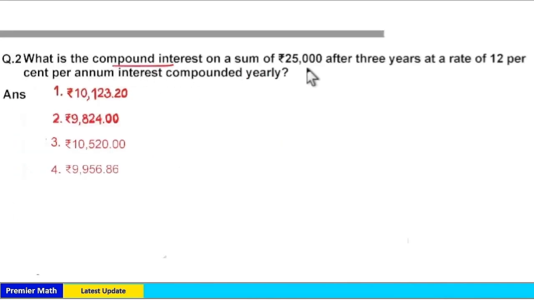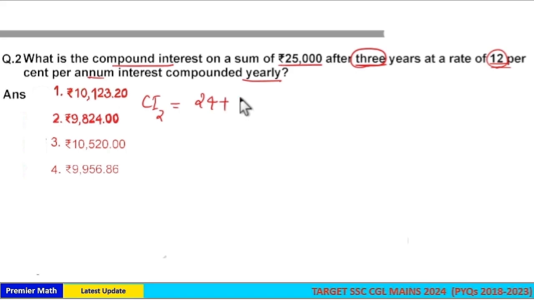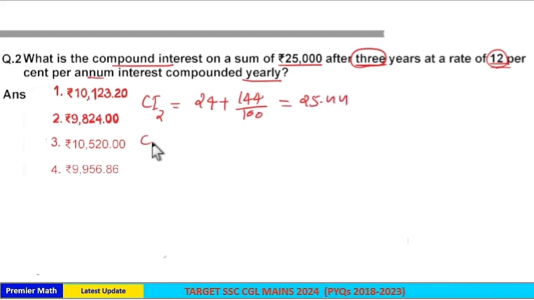What is the compound interest on a sum of Rs 25,000 after 3 years at the rate of 12% per annum, interest compounded yearly? Here interest is compounded annually, and for 1 year the rate is equal to 12%. Then calculate total interest for 3 years. Here compound interest for 2 years is equal to 12 plus 12, 24. 24 plus 12 into 12, 144 by 100. Use the successive increment formula, which is equal to 25.44. Now compound interest for 3 years is equal to 25.44 plus 12. Third year it is 12.